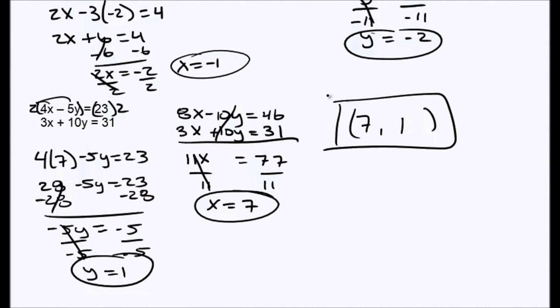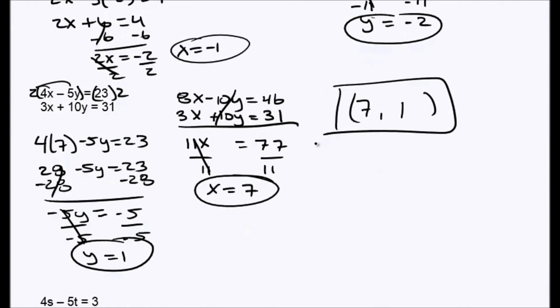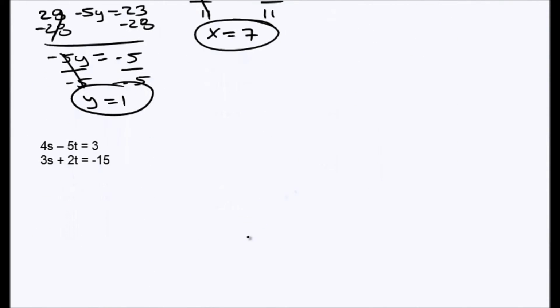So with using multiplication, we've only had to multiply one of the equations. But you may have to multiply both of the equations. So here, I could eliminate the s if I multiply this by negative 3 and this by 4. That way I get negative 12 and positive 12, and that eliminates. Or I could multiply the top by 2 to get a negative 10 here, and the bottom by 5 to get a positive 10. And I think I'm going to do that instead. Okay, let me show you what I mean.